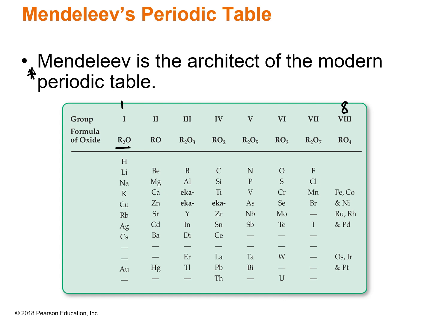And these were the generic formulas of the oxides. So the R is equal to, you put in your element there. So for hydrogen, it would look like this, H2O, water. For lithium, Li2O. And so all of these have the same formula when they're combined with oxygen.